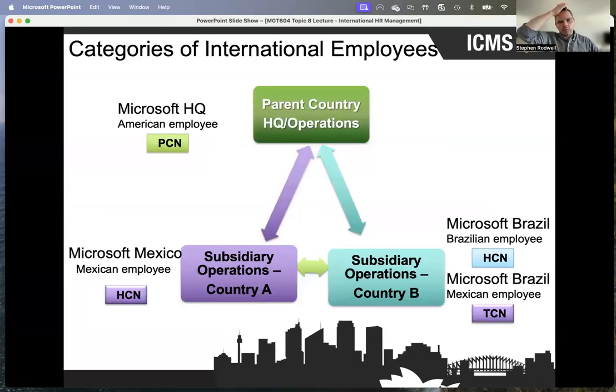So categories of international employees. You've got parent country, HQ operations. So for example, Microsoft HQ, an American employee is a parent country national. Then you've got a subsidiary company, say for example, in Mexico, the Mexico office of Microsoft, that's a host country national. Then you've got a subsidiary operation in Brazil for Microsoft as well. And you've got a Brazilian employee there. They're a host country national, same as with the Mexico office, but then you've also got a Mexican employee working there. They're a third country national.